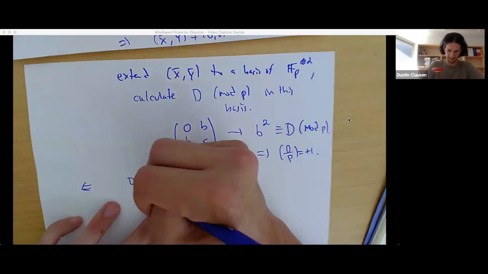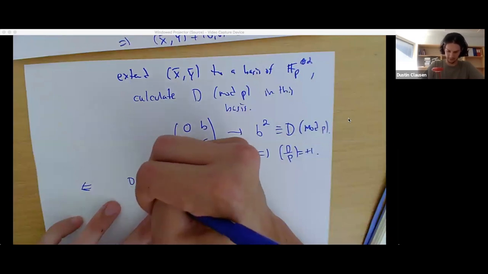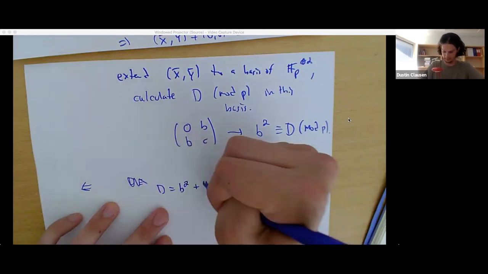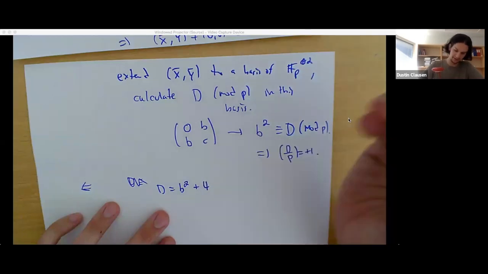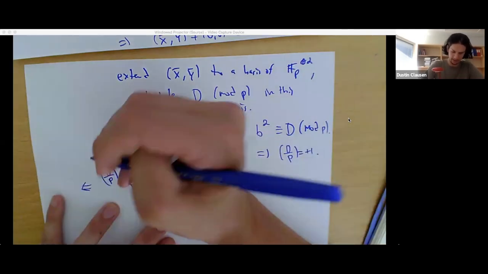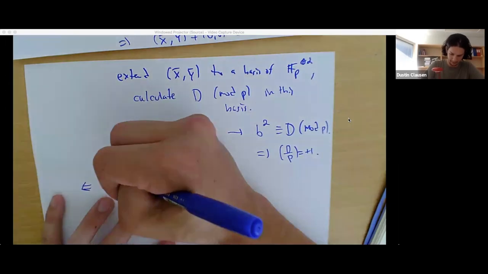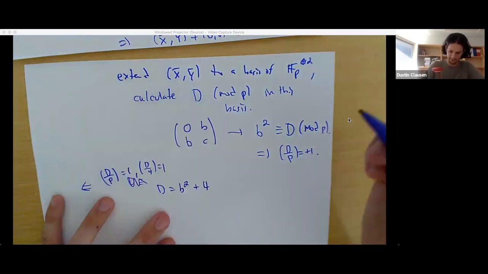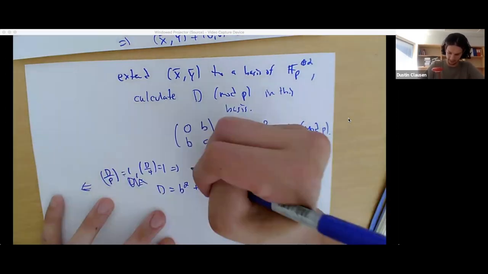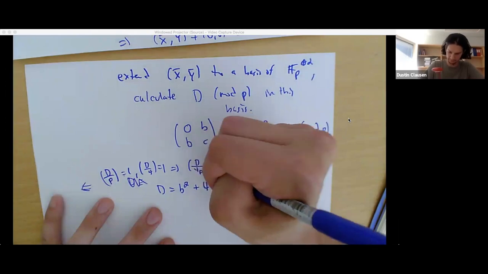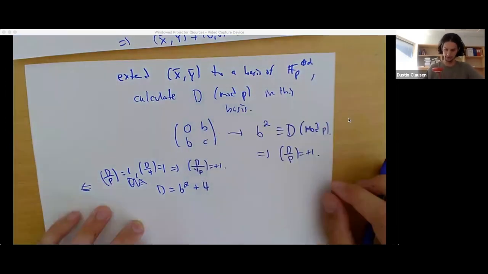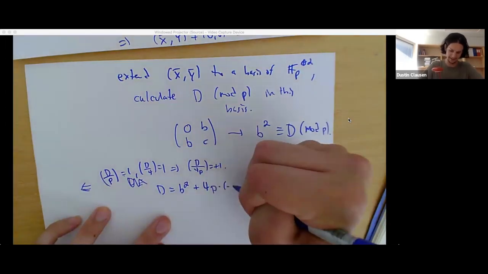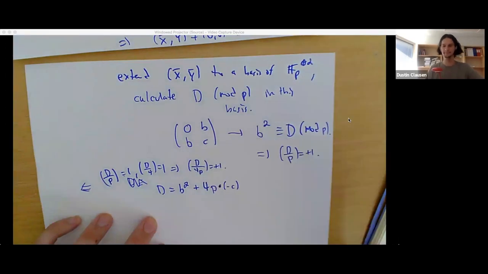If D is a square mod P, but D is also a square mod 4 because it's congruent to 0 or 1 mod 4. And then P is odd, so 4 and P are coprime, so that implies that D is a square mod 4P. So I'm actually going to use that. I'm going to write D equals B squared plus 4P times a random number, which I'll call minus C, right? I'm allowed to do that.